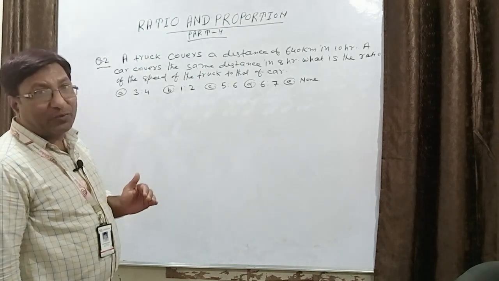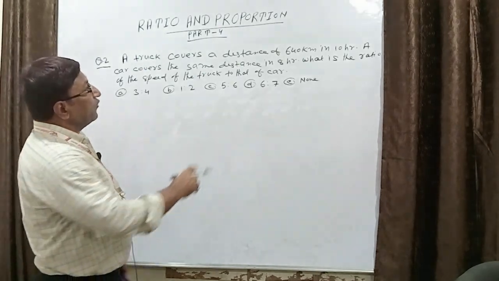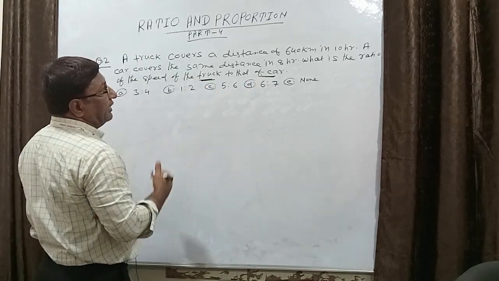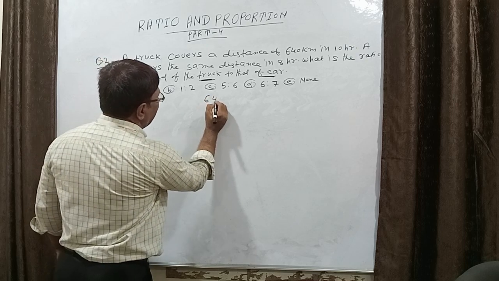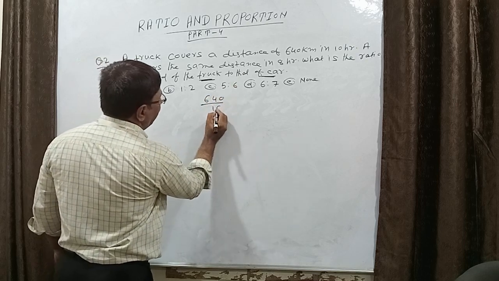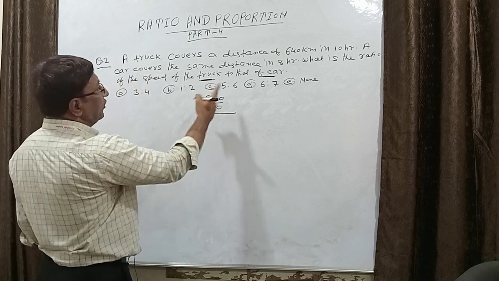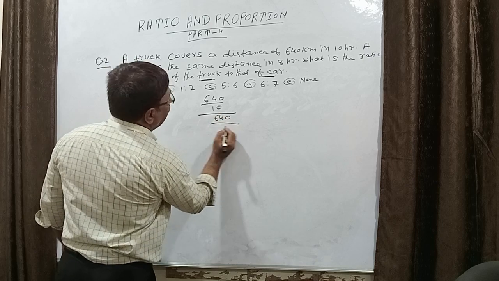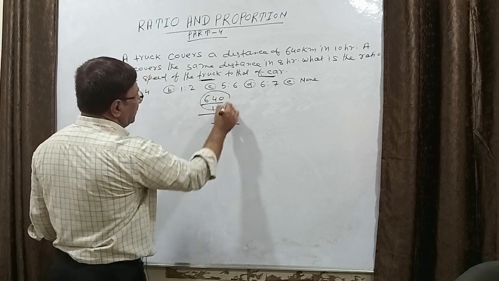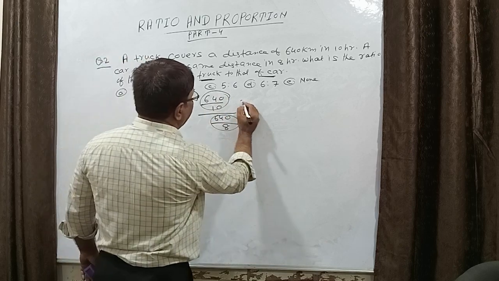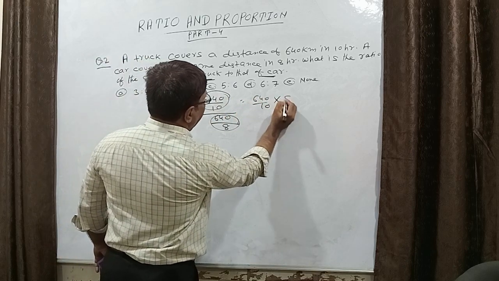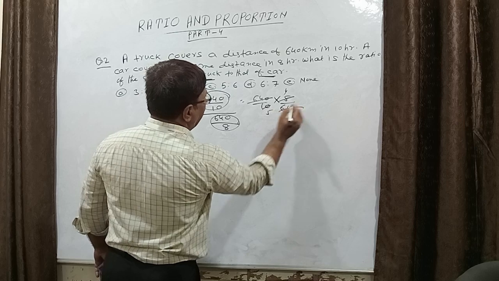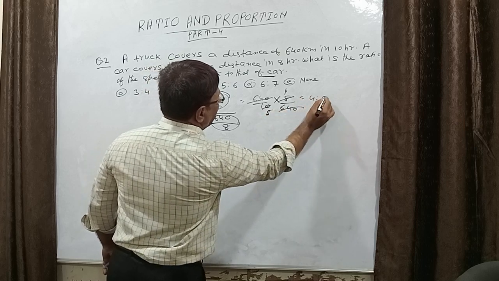You know speed is distance upon time. We are finding the ratio of the speed of the truck to that of the car. So speed of truck is distance upon time, distance is given 640 and time is 10. Now divide by the speed of the car, which is distance upon time. The distance is the same and the time is different. So the rule is 640 by 10 multiplied by 8 by 640. So this cancels, 2 4s are 8, 2 5s are 10. So the correct answer is 4:5.